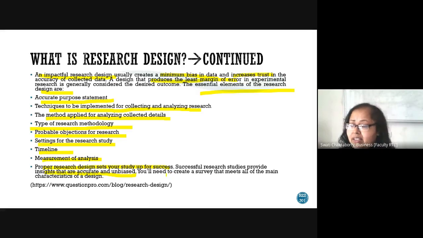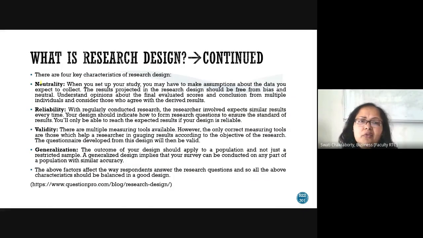And we need to create a survey that meets all the main characteristics of design. So, what are the four main characteristics of design? One is neutrality. When you set up your study, you have to make assumptions about the data that you expect to collect, and the results projected in your research design should be free from all bias. Okay, and it should be neutral. So you need to understand opinions about the final evaluated scores and conclusion from multiple individuals. One person is not enough, and consider those who agree with the results that you have derived.